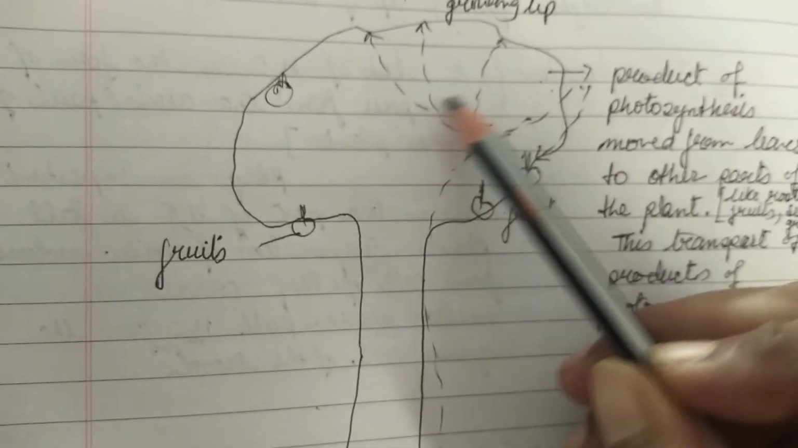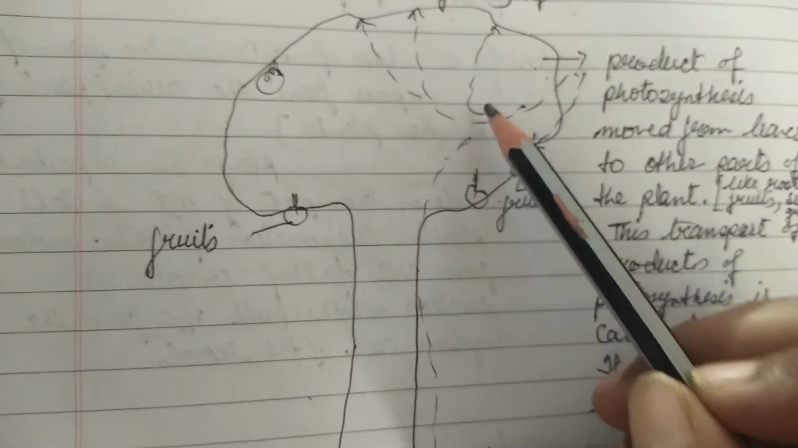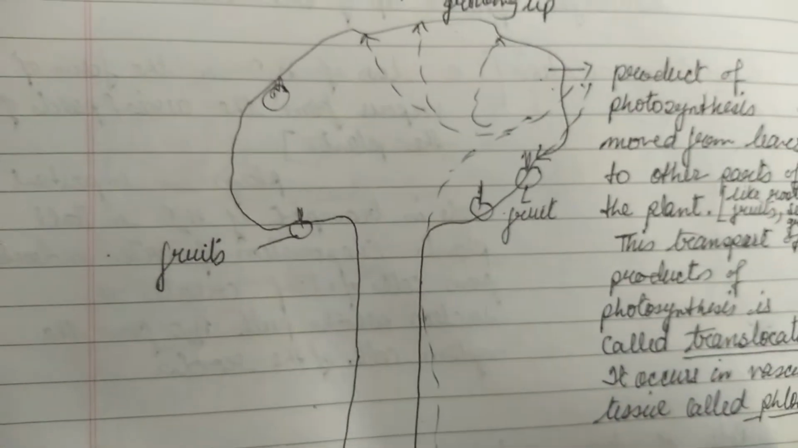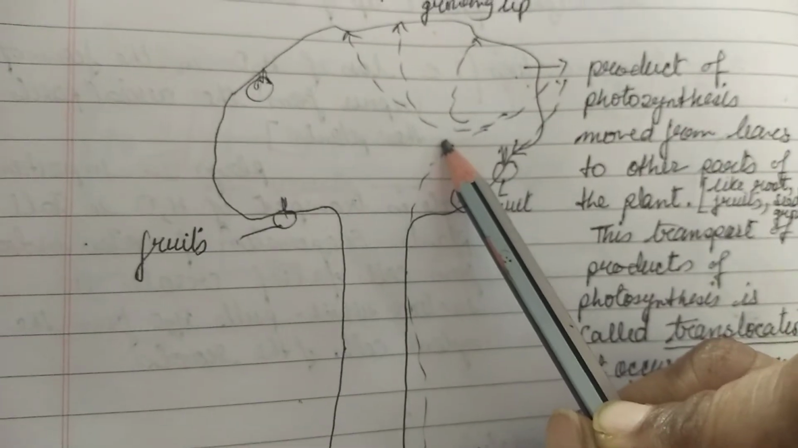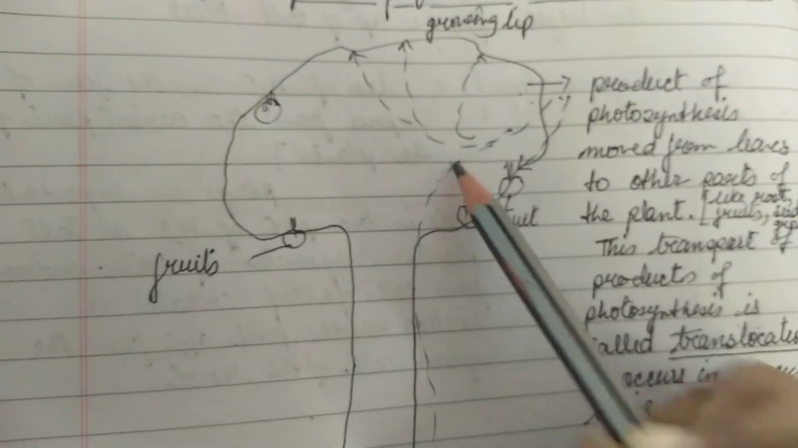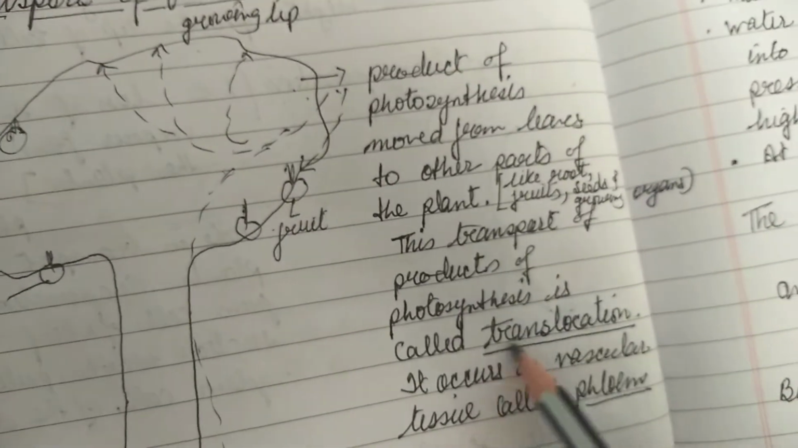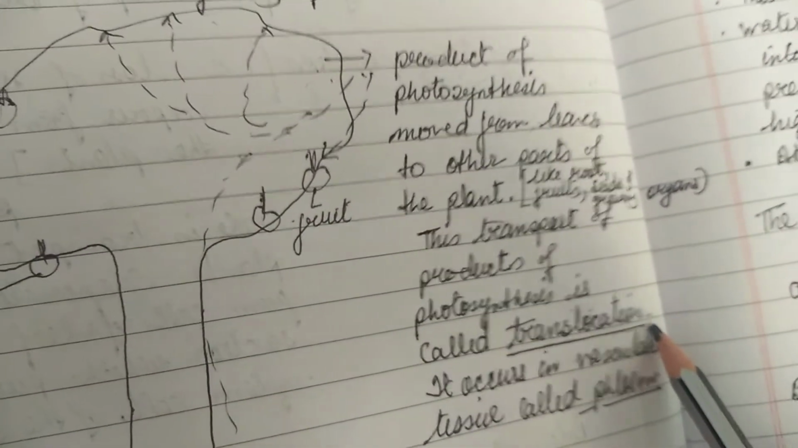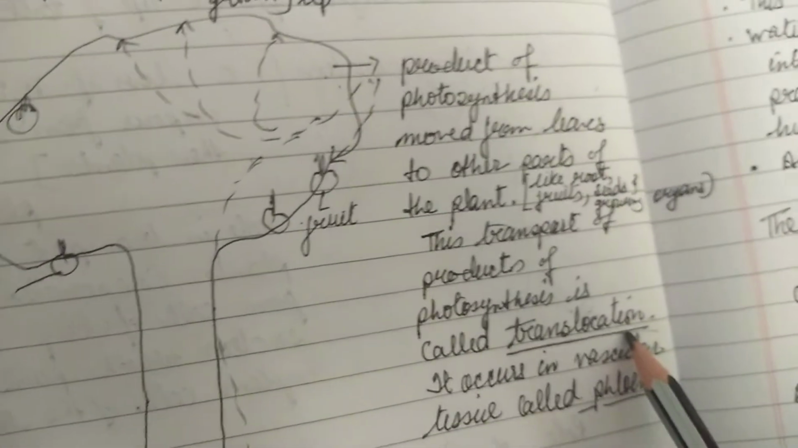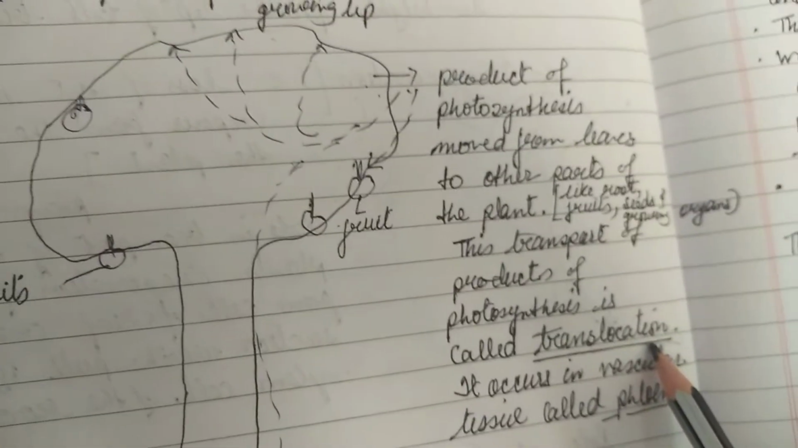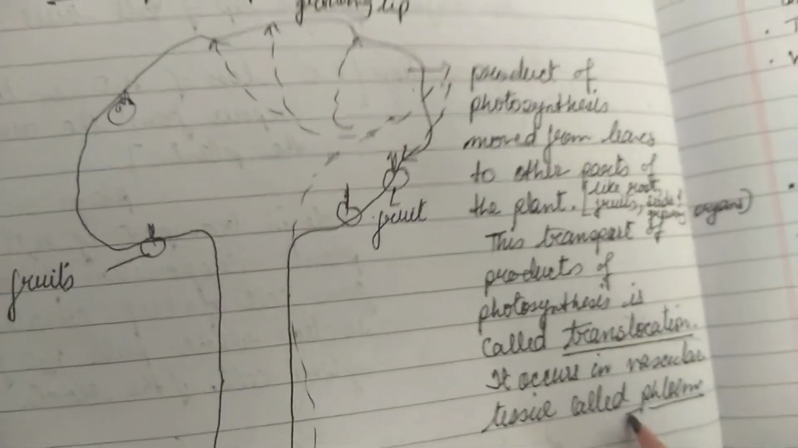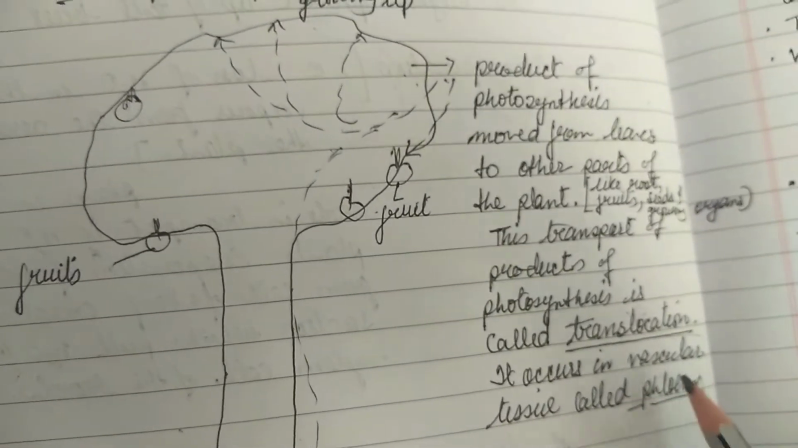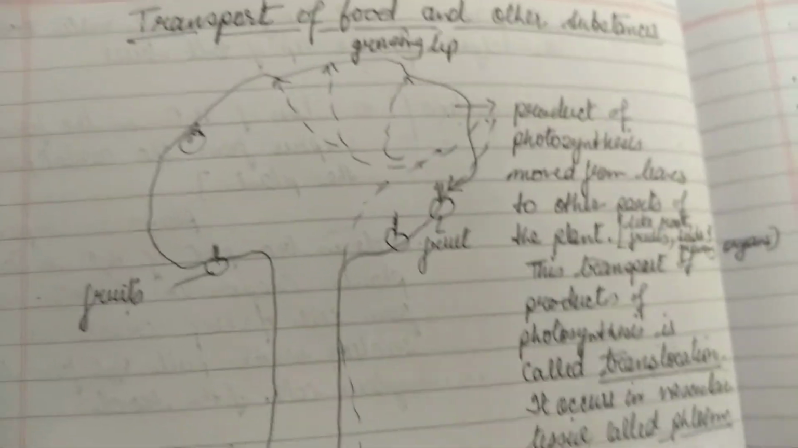This transport of photosynthetic product from leaves to different parts is called translocation. So the term used for this transportation of the product of photosynthesis is translocation. It happens through the vascular tissue called phloem. Okay? And we have studied the structure of phloem in our previous videos. So how this translocation takes place, that we have to study here.